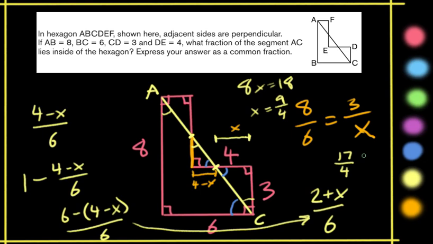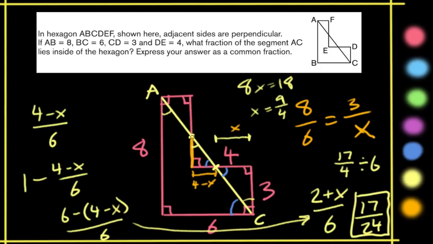Have I done that right? 17/4. Let me just see if I did that right. So this is 4 minus x divided by 6. Yeah, I think that's all correct. So 17/4 divided by 6, oh, maybe just write it this way, divided by 6. That's going to be equal to 17 over 24. So 17/24 of that segment is inside the hexagon.